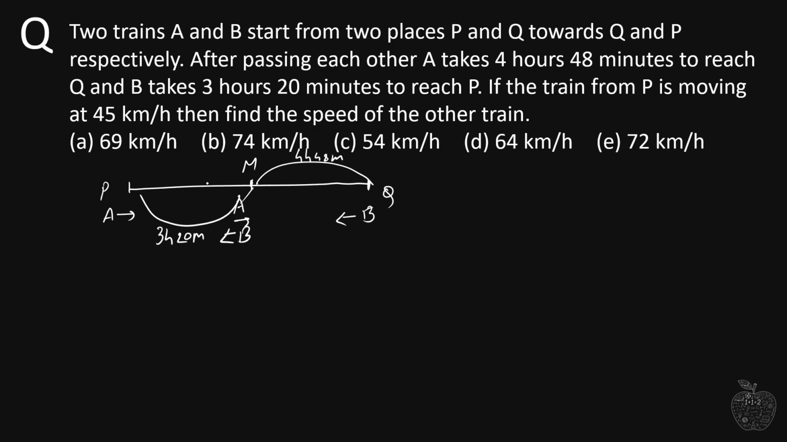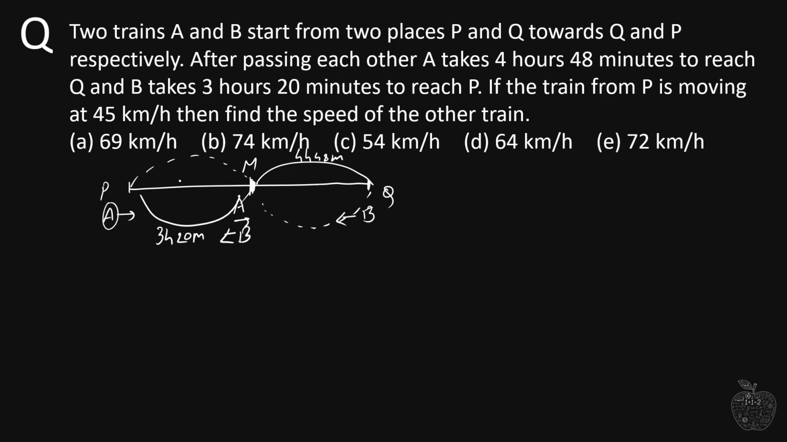Now we know that train A and train B both meet each other at point M at the same time, right? So that means the time taken by train A to reach point M from P will be the same as the time taken by B to reach point M from Q.